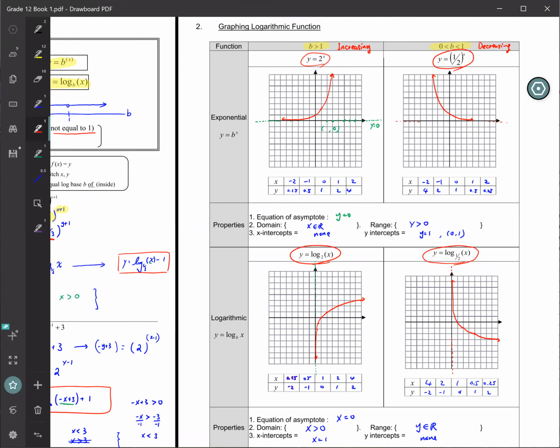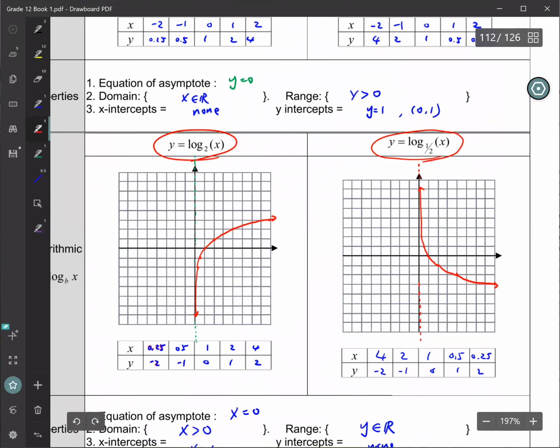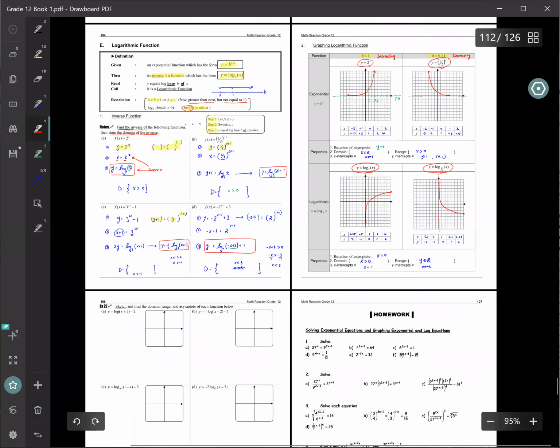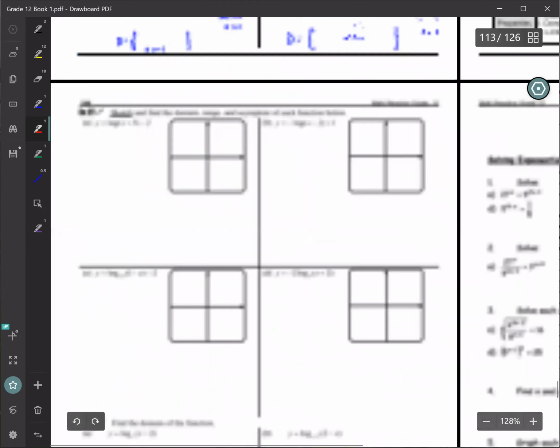So when you get a question, the first thing you should ask is whether it belongs to the increasing one or the decreasing one, right? You look at the base, then that will tell you which one to start with. Okay, so we'll try 2 questions, one increasing, one decreasing, and then we can look at something else. So look at the next page.